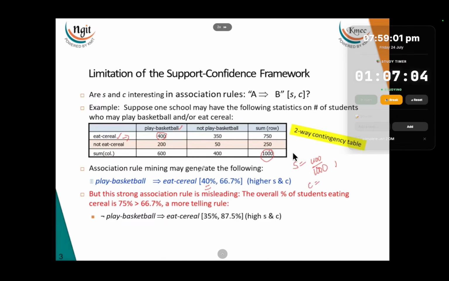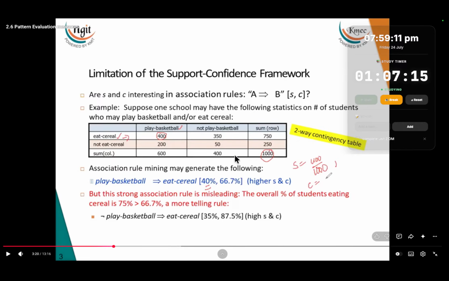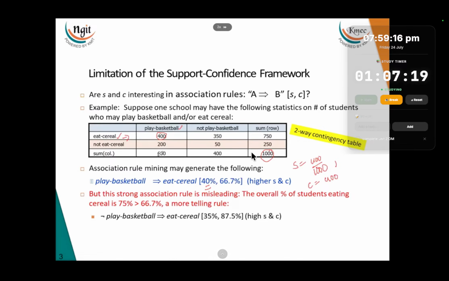So confidence here, it is given that those who are playing the basketball is 600, right? Union of play basketball and eat cereal is 400, right? So in the confidence we consider the occurrence of the first element. Suppose if you take this basketball union and the cereal, then we'll find the probability of occurrence of this basketball, right? So that is playing basketball, 600. So you'll get here the value is 400 by 600, which gives you the confidence as 66.7%.